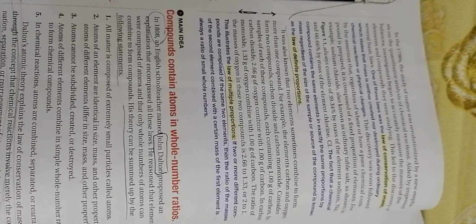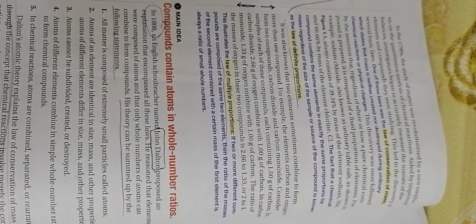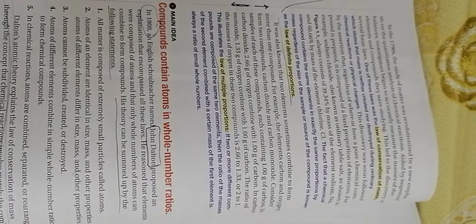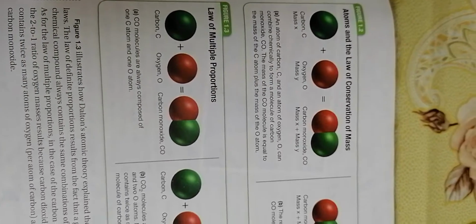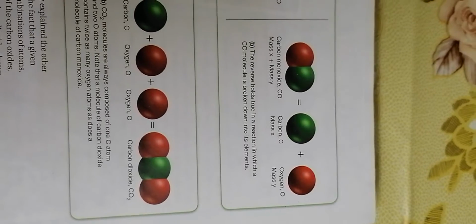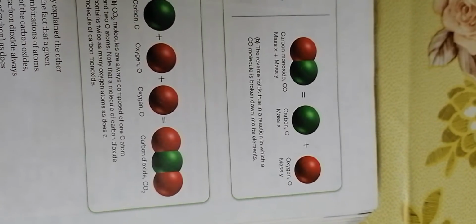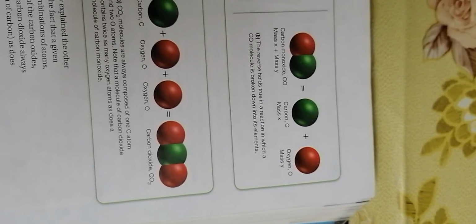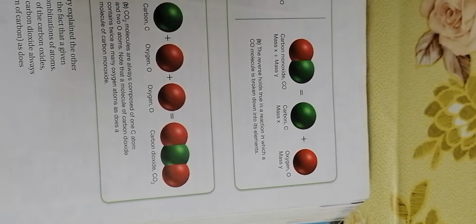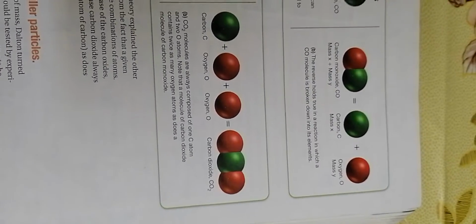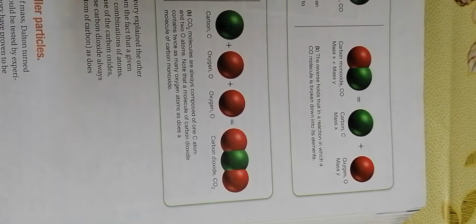Law of multiple proportions: if you have two or more different compounds that are composed of the same two elements, then the ratios that make them up are always ratios of small whole numbers. An example of that in your book: if you have carbon monoxide, CO, they explain that it's always a 1-to-1. The mole ratio between carbon and oxygen is 1-to-1. Also the mass ratio is the same, okay? And then if you compare, let's say, carbon monoxide to carbon dioxide, as you can see here, you have 1 carbon to 2 carbon atoms, okay?